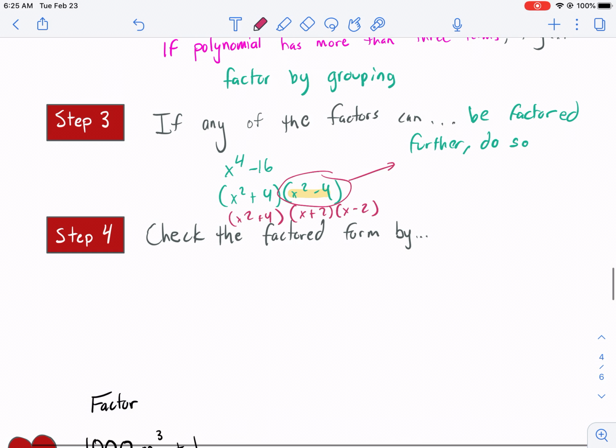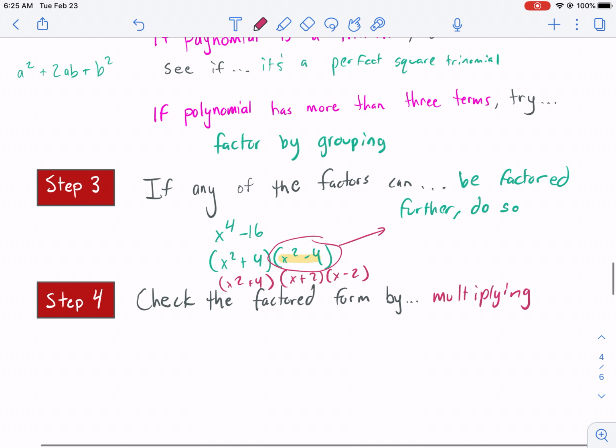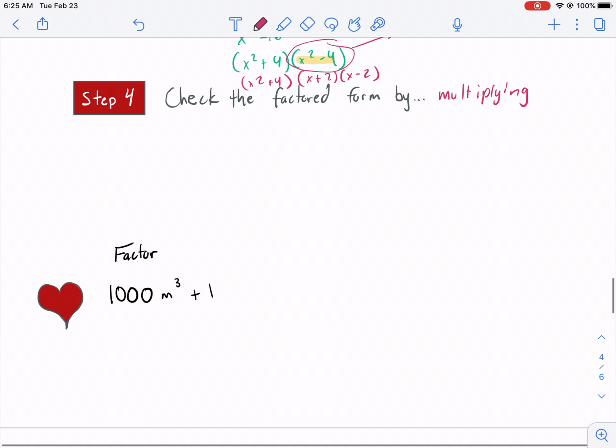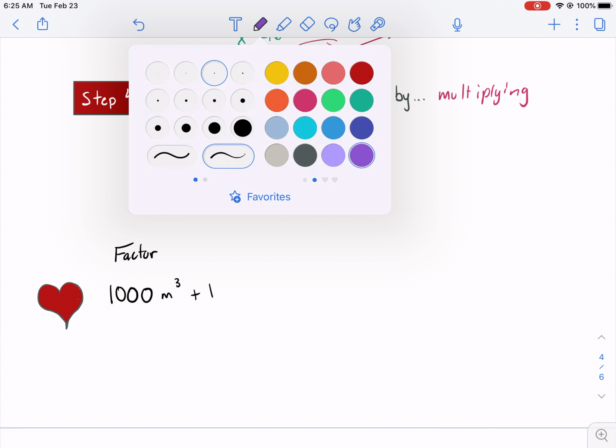And then you check your answer at the end by multiplying or foiling, whatever you want to call it, distributing. You're going to be multiplying it all out just to see if it can get back to the original problem that you had. Okay, so we're going to do some examples. I'm going to go kind of quickly because this should be a review at this point.